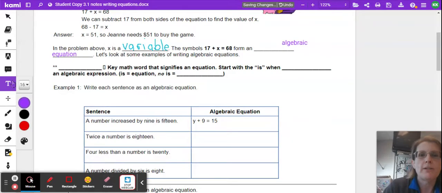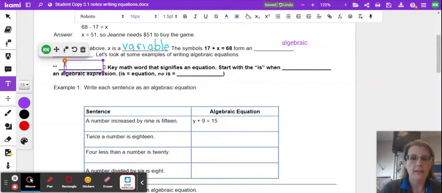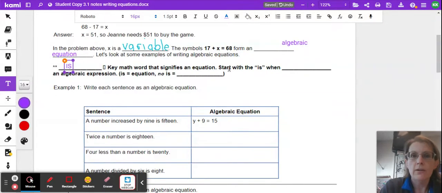The reason it is an equation is because it has an equal sign. So equations have equal signs. When you are writing equations, the key word is "is." If you see something is something else, then that tells you that it is going to be an equation. So it's easy to start with the "is" when you are writing.